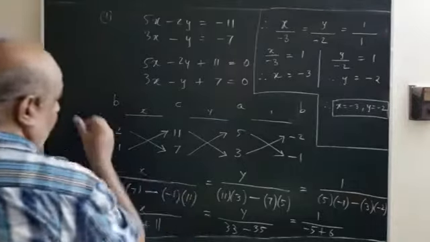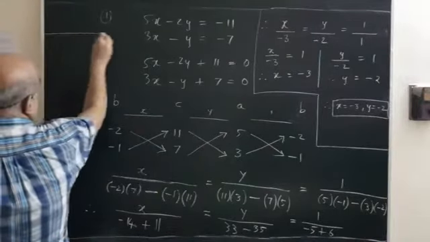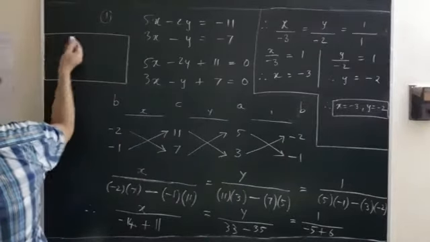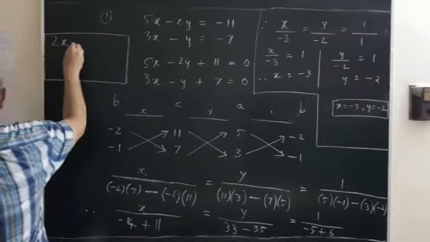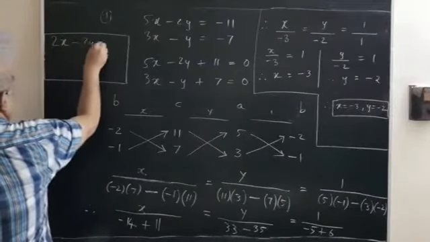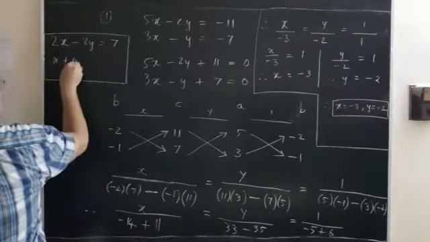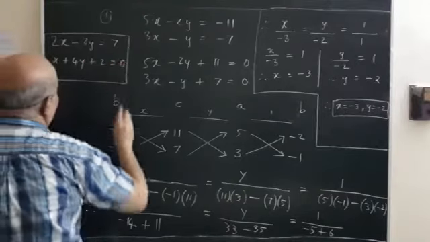Okay, let me write the sum here. I don't have much space, so I'll write here. This is going to be your exercise. Now you take it. It is 2x minus 3y is equal to 7. x plus 4y plus 2 is equal to 0.